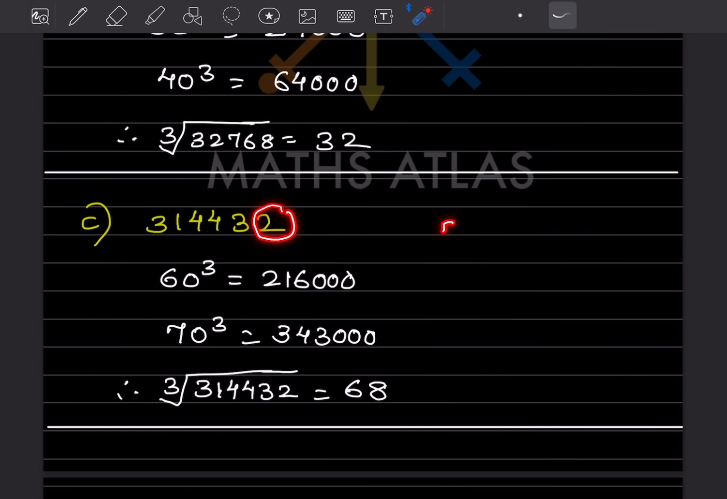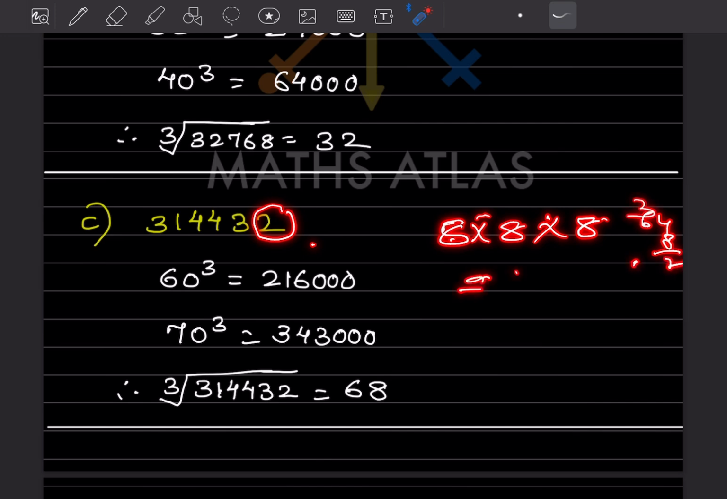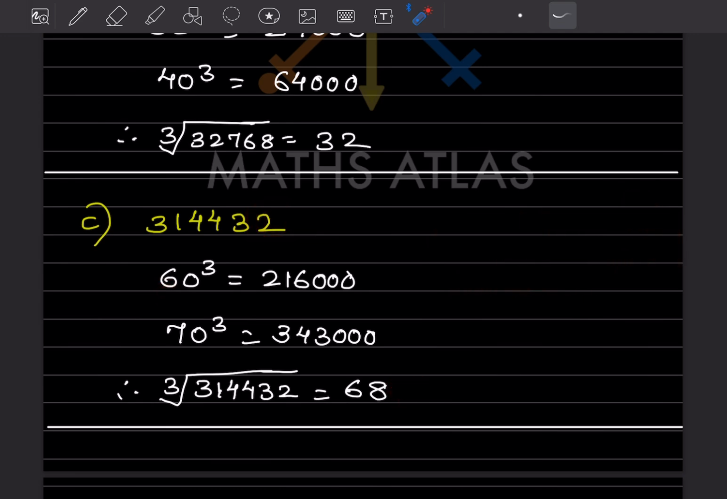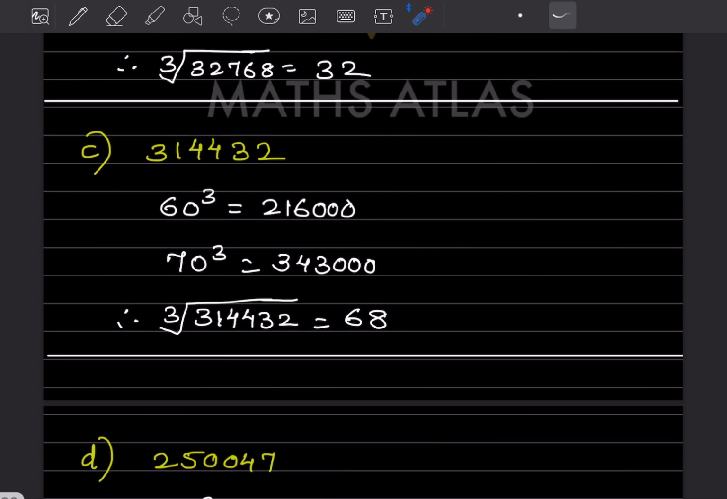So now where do we get 2 here? Look at here: 8 into 8 into 8. 8 8s are 64 and 64 8s are 512. So we get here 512, which is where we get the unit place 2. So here the possibility is only 68. Hope you got this. Only concentrate on the unit place. So the answer is 68. The cube root of this one is 68.